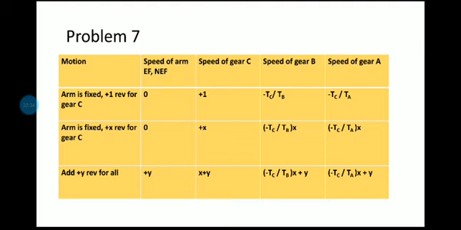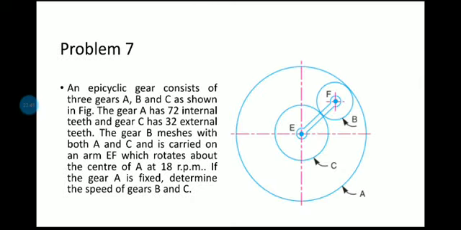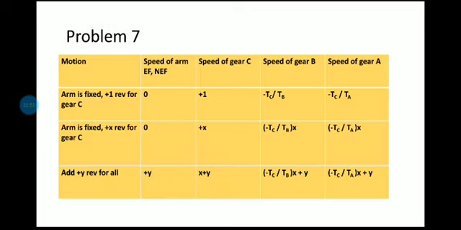So the answer is TC by TA. And the negative symbol is still there because B and A are in mesh, such that A is internally meshed to B. So B and A will rotate in the same direction. So the direction of B is negative, therefore the direction of A will also be negative. So minus TC by TA.